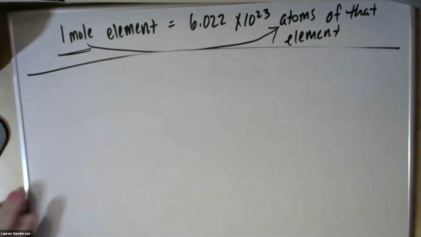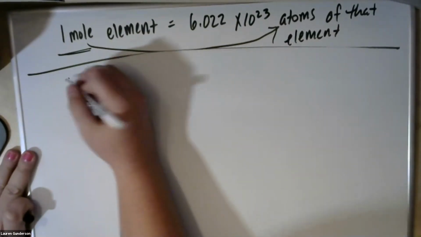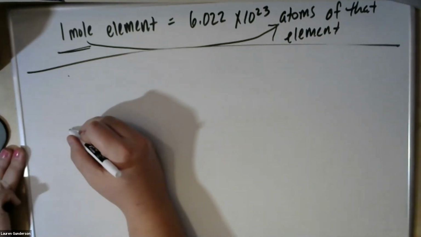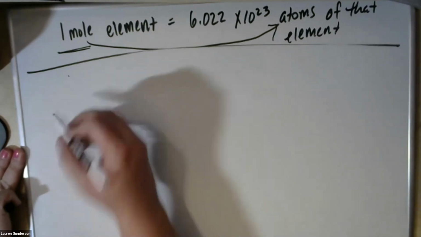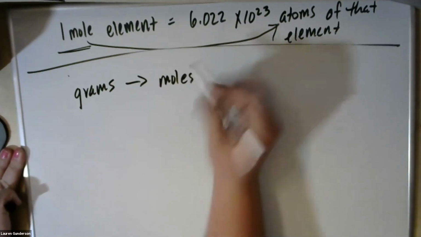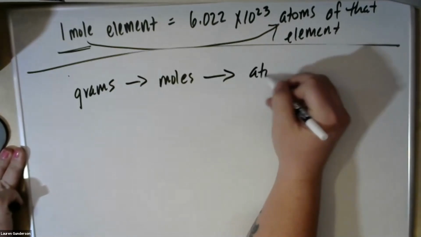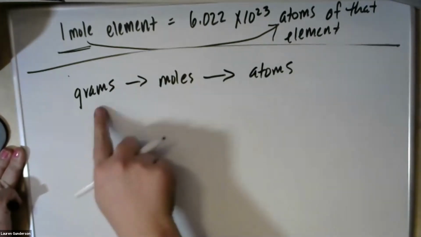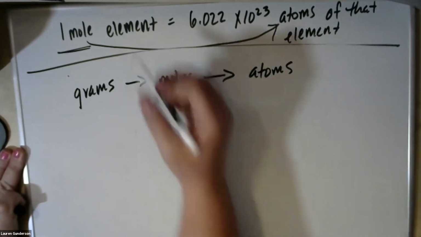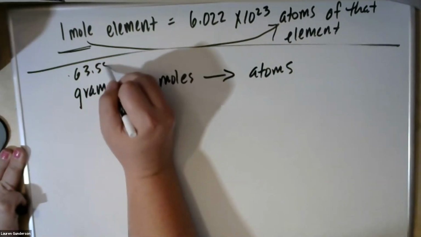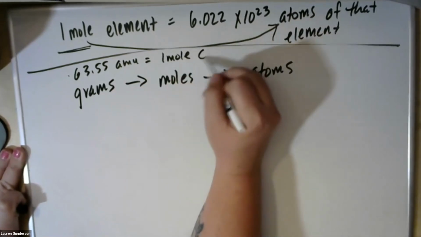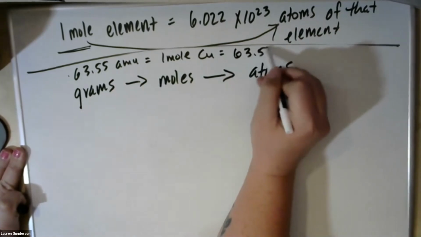The reason that we know that we need both conversions is because there is no direct conversion from grams to atoms. We can do grams to moles with the periodic table, and we can do moles to atoms with Avogadro's number, but we can't go from grams to atoms directly. When we look up copper in the periodic table, the molar mass is 63.55 AMU, which means that for every 1 mole, there's going to be 63.55 grams.